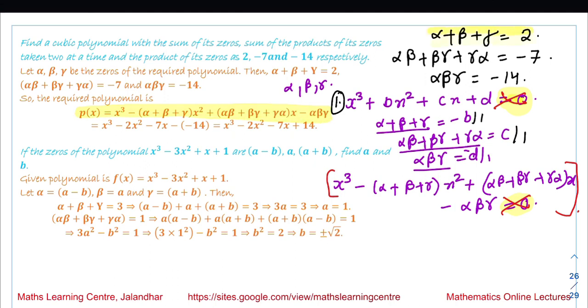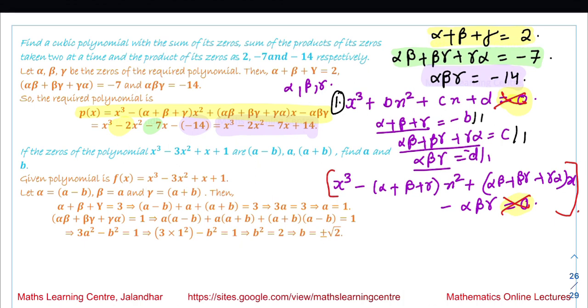Now we have the value of alpha plus beta plus gamma equal to 2, the value of alpha beta plus beta gamma plus gamma alpha equal to minus 7, and the value of alpha beta gamma is minus 14. So this is the required cubic polynomial in this case.